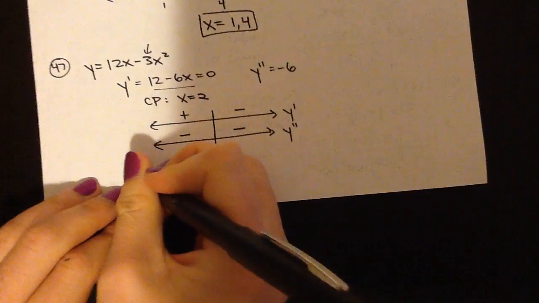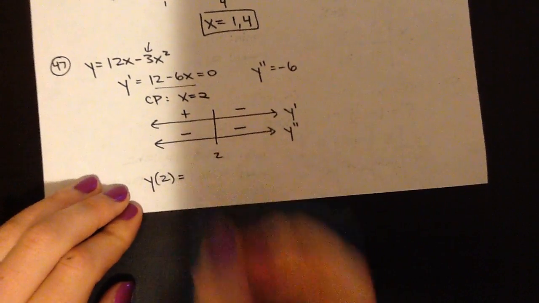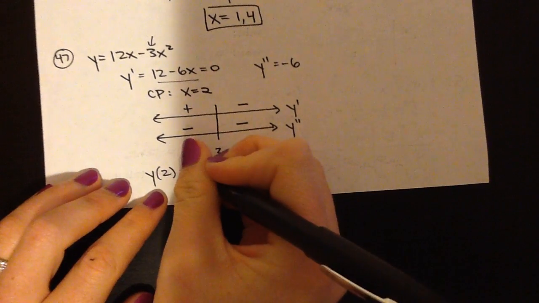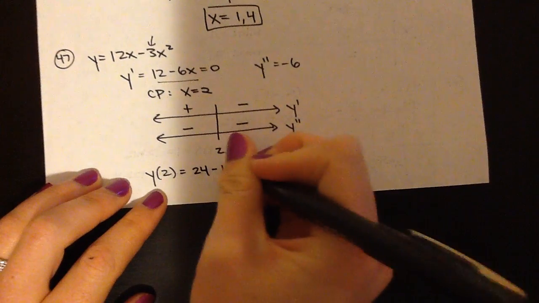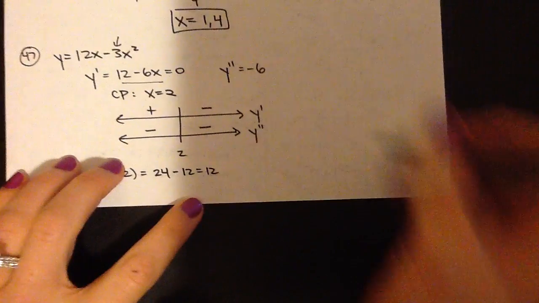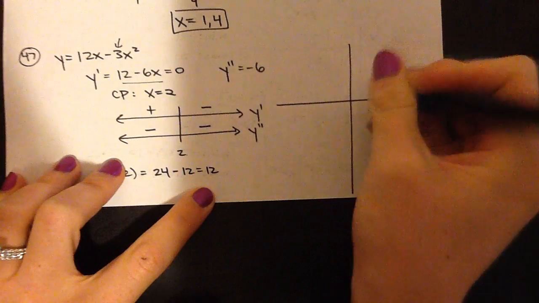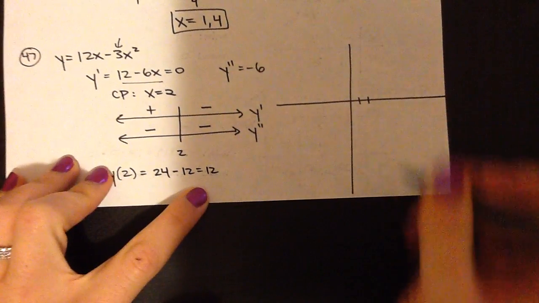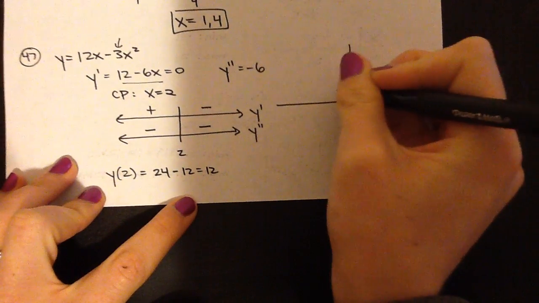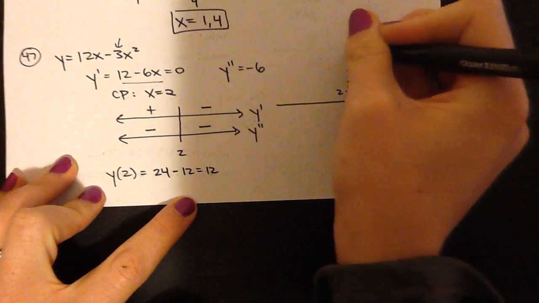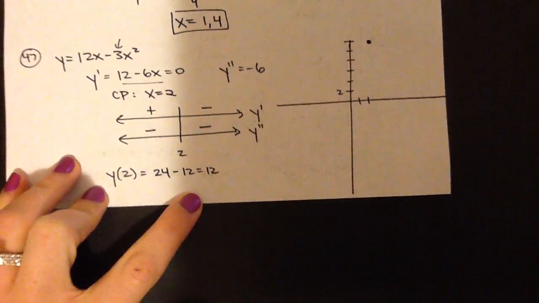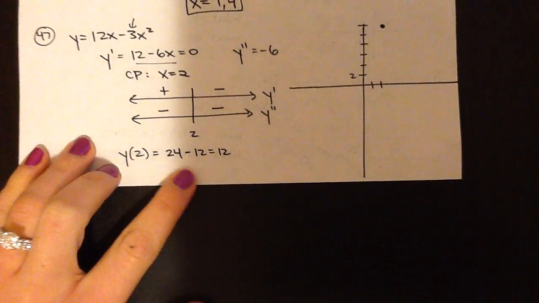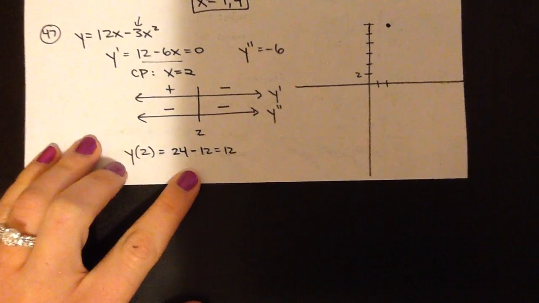So let's plug 2 into the original function to get that actual value. So 12 times 2 is 24, and then minus 3 times 2 squared is 12. So when I'm plotting this value, my x value is 2, my y value is 12. Let's scale this. 6, 8, 10, 12. So I've got that. I also want to find x-intercepts, y-intercepts, things like that.